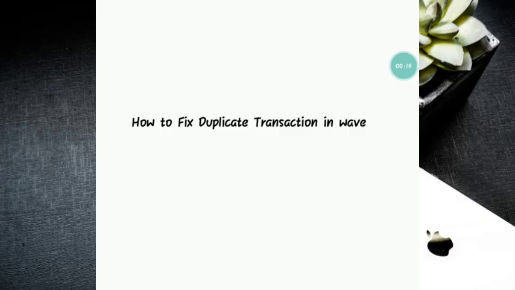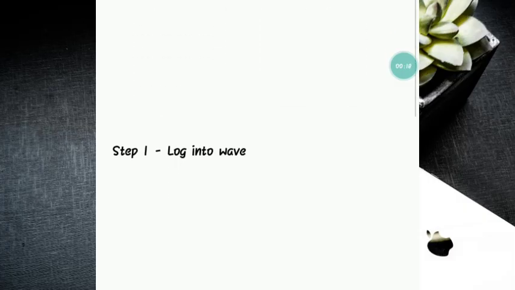So let's get started. The first thing you're going to do is, of course, to log into your Wave account. And once you're logged in, go to the transaction page from the left-hand menu. Now just browse through your transactions list. If you notice identical entries, whether they're same dates, amount, and descriptions, those are likely duplicates.